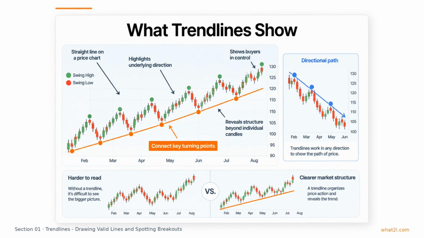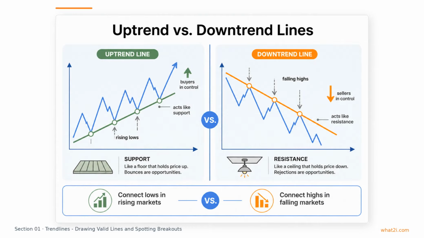This matters because swing traders are not trying to interpret every tiny move. They are trying to understand the underlying structure. A clean trendline can turn a messy-looking chart into a much clearer story. In that sense, trendlines do not predict price by themselves, but they do help you read who appears to be in control. The type of trendline you draw depends on the direction of the market.